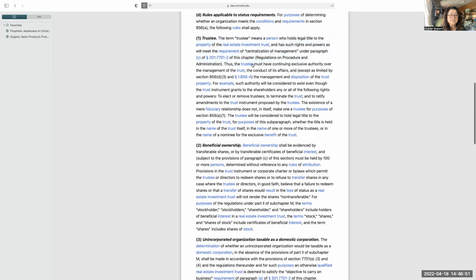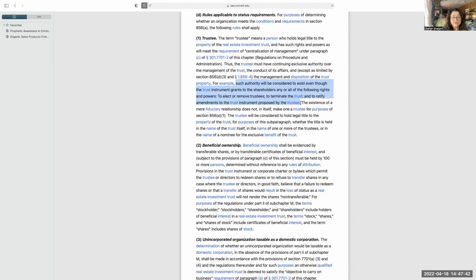Did you see that? The trustee must have continuing exclusive authority over the management of the trust, the conduct of its affairs, and except as limited by section 856D3 and 1.856-4, the management and disposition of the trust property. For example, such authority will be considered to exist even though the trust instrument grants to the shareholders any of the following rights and powers: to elect or remove trustees, to terminate the trust, and to ratify amendments to the trust instrument proposed by the trustee.